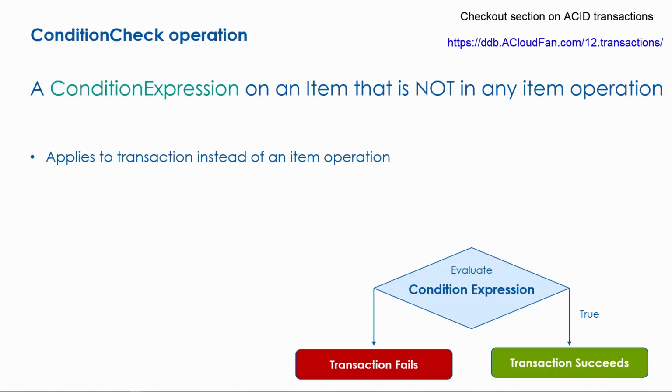As an example, think of a bank account. Let's say you are adding a credit or debit transaction to the bank account. In the condition check operation, you will check if the bank account number exists or not. If it doesn't exist, then the transaction should fail.